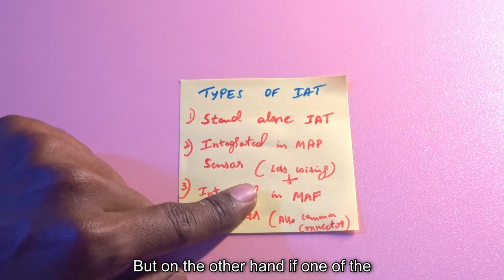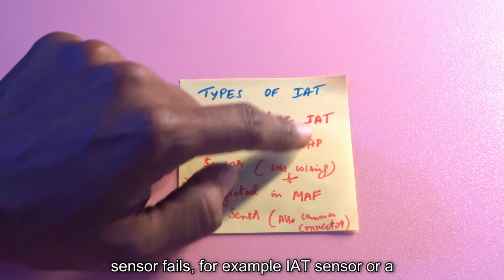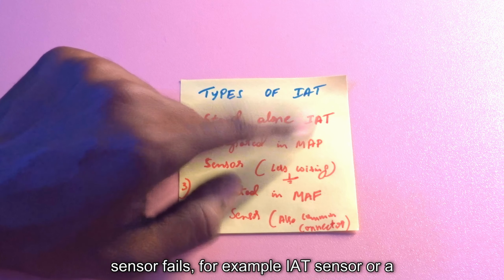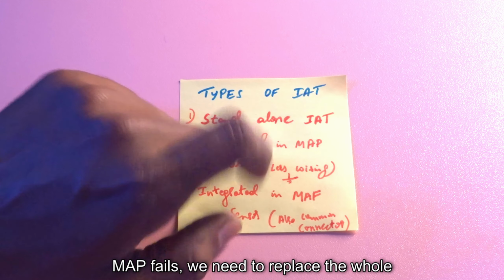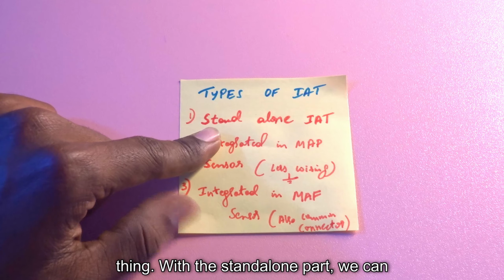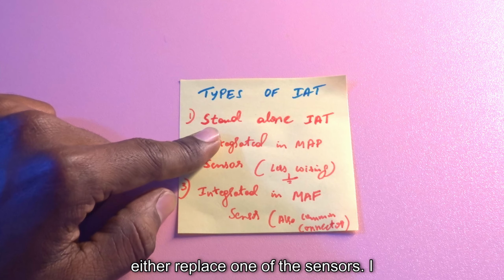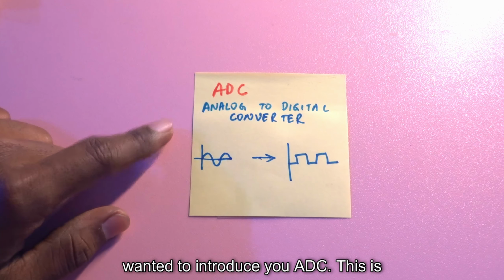But on the other hand, if one of the sensors fails, for example the IAT sensor or the MAP fails, we need to replace the whole thing. For the standalone part, we can replace just one of the sensors. I wanted to introduce you to the ADC.